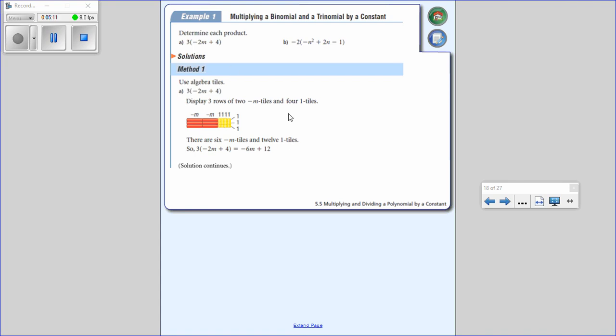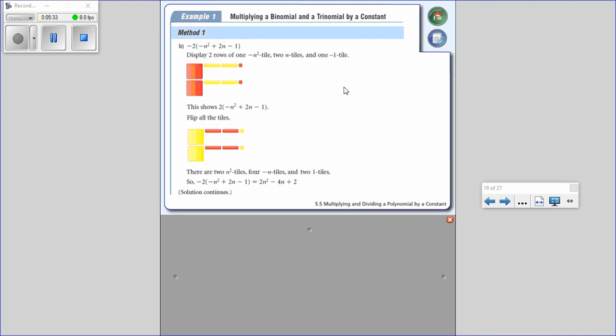So if we counted all that up, we'd end up with 3 times minus 2m plus 4. So 3 times minus 2 is minus 6, and those are m's. And then 3 times 4 is 12. So we have minus 6m plus 12, and we can see those here. Minus 6m's, they're there, and then the plus 12 are over here.